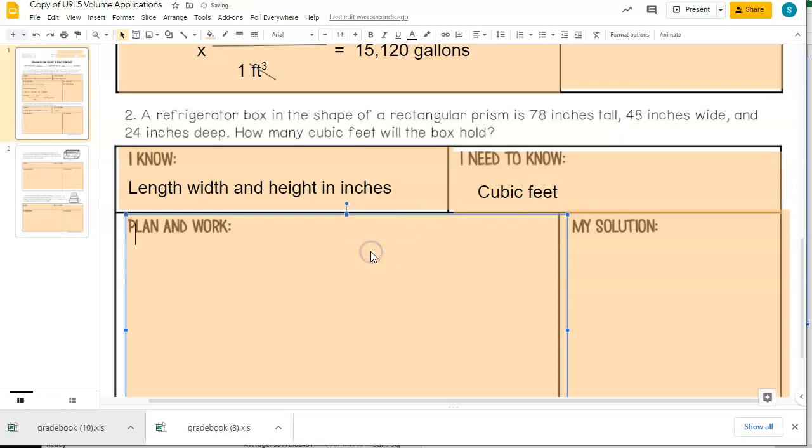So one thing we could do is convert everything to feet, then find volume. All right. Now there's another way to do it. We could find the volume and then convert from cubic inches to cubic feet. And we could talk about that one, but I don't like that one as much because there's really big numbers involved. So let's think about this.